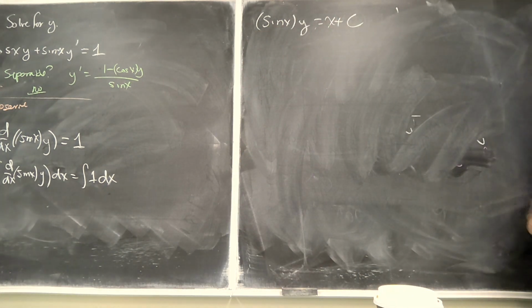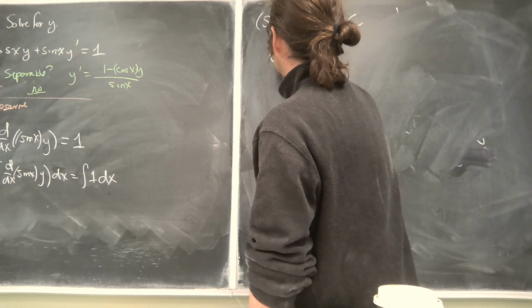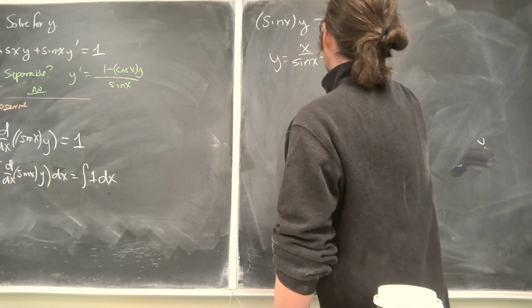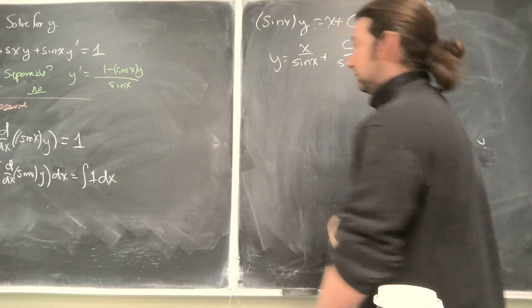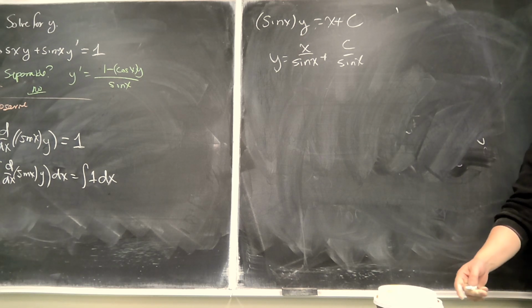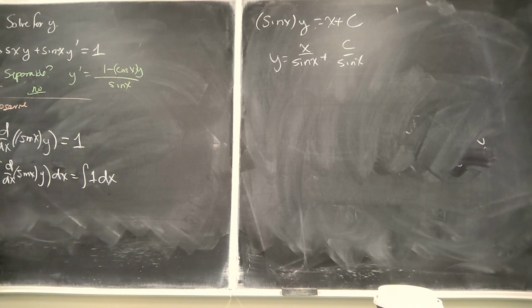And if I want to finish the problem by solving for y, I can divide through by sine to get y is equal to x over the sine of x plus c over the sine of x. That's it. If a differential equation had the property that I can rewrite the left-hand side as a product rule, I can always do this. I can rearrange the left-hand side to extract the d by dx, and then I can just integrate it away.